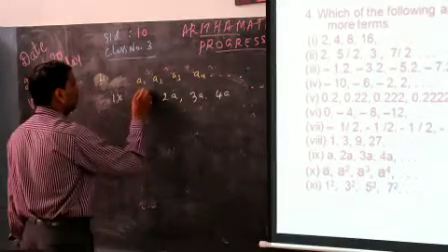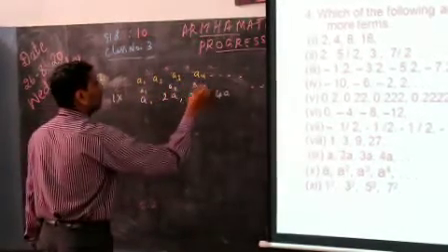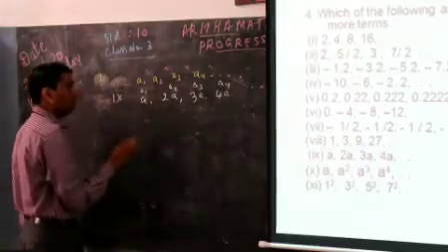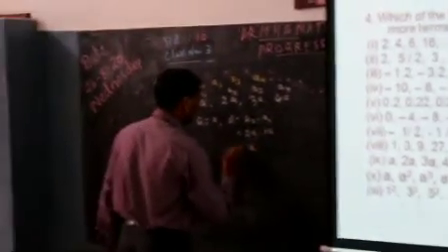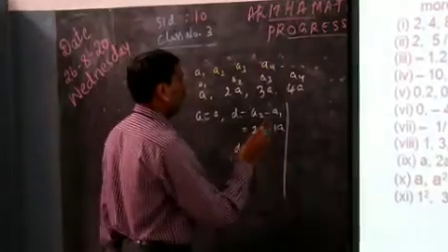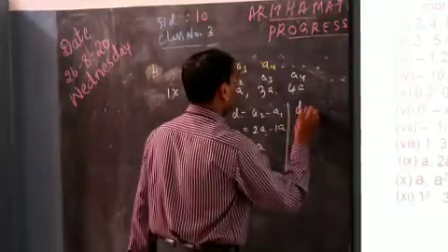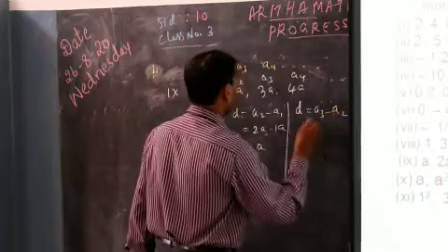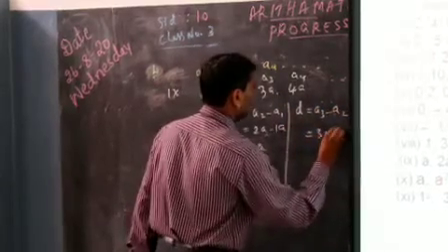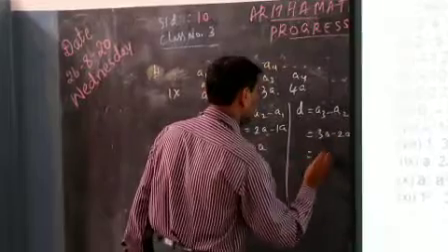What is the first term? a1, a2, a3, a4. 4 terms are given. Let us find, if it is an AP, the next 3 terms. First term a is equal to A. Common difference is equal to a2 minus a1. That is equal to 2A minus A. 2A minus 1A is A. The common difference is A. Similarly, let us find it one more time. D is equal to a3 minus a2. a3 is 3A minus 2A. 3A minus 2A is A.